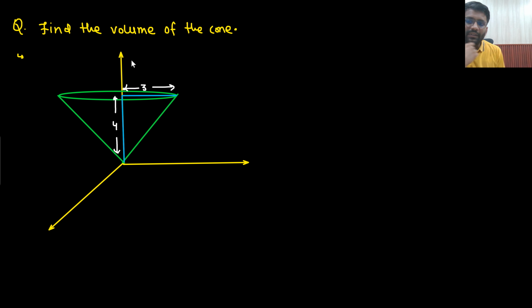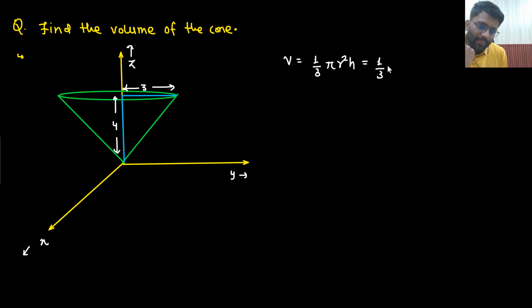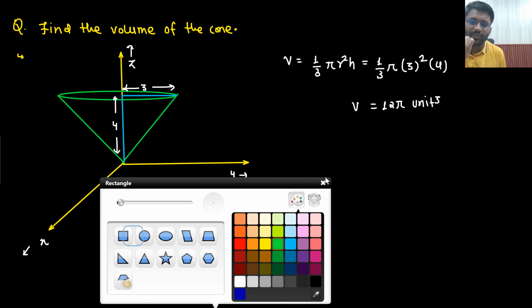This is a cone. Let's call this the z-axis, this the x-axis, and this the y-axis. The equation of this cone is not given directly. The structure of the cone has been made, and they are asking you the volume. Do you know the volume of the cone? Yes sir, it is 1 by 3 pi r square h. 1 by 3 pi, radius is 3, h is 4. So this will become 12 pi unit cube. So the volume is coming out to be 12 pi unit cube.